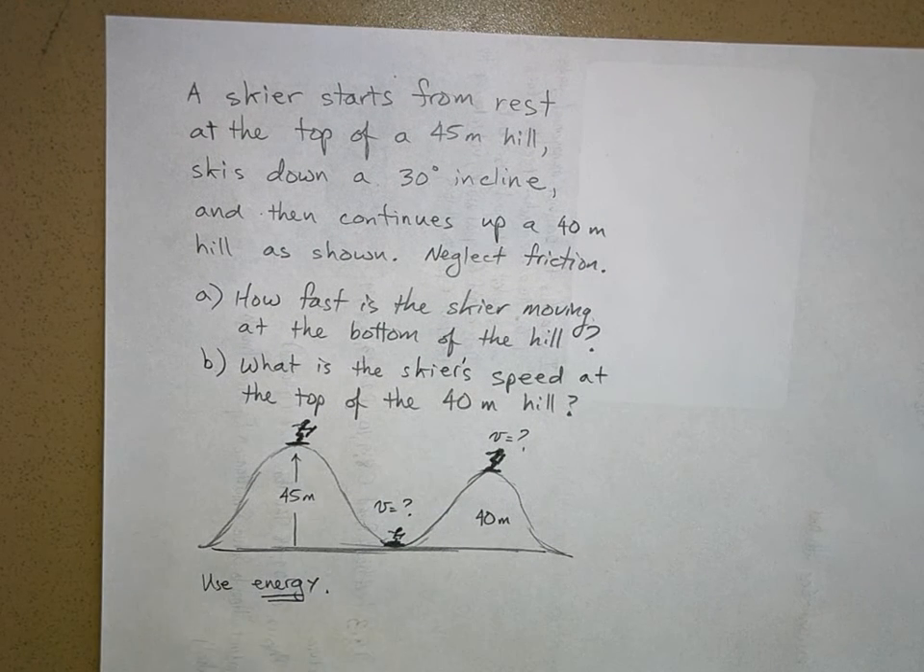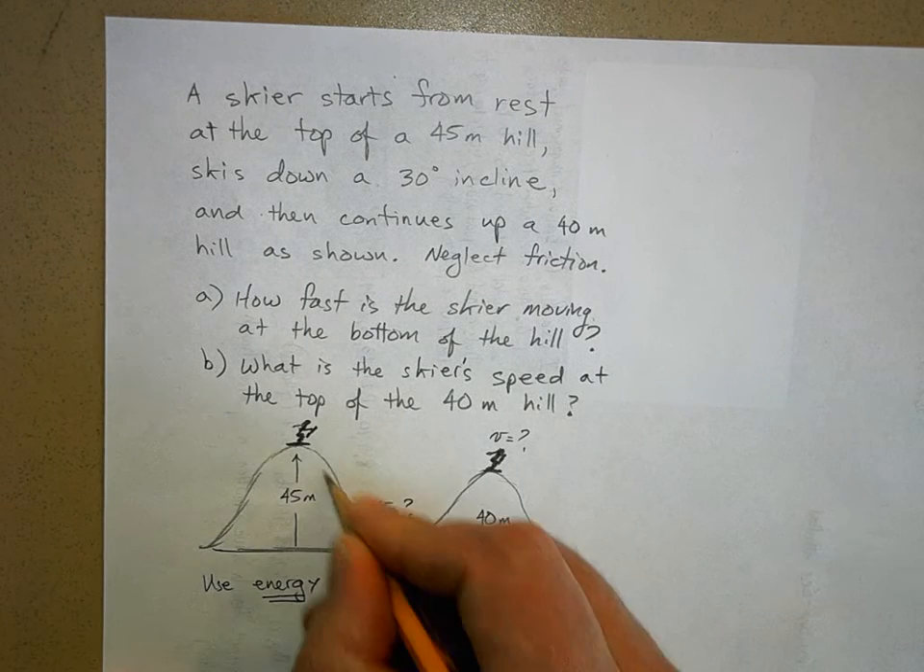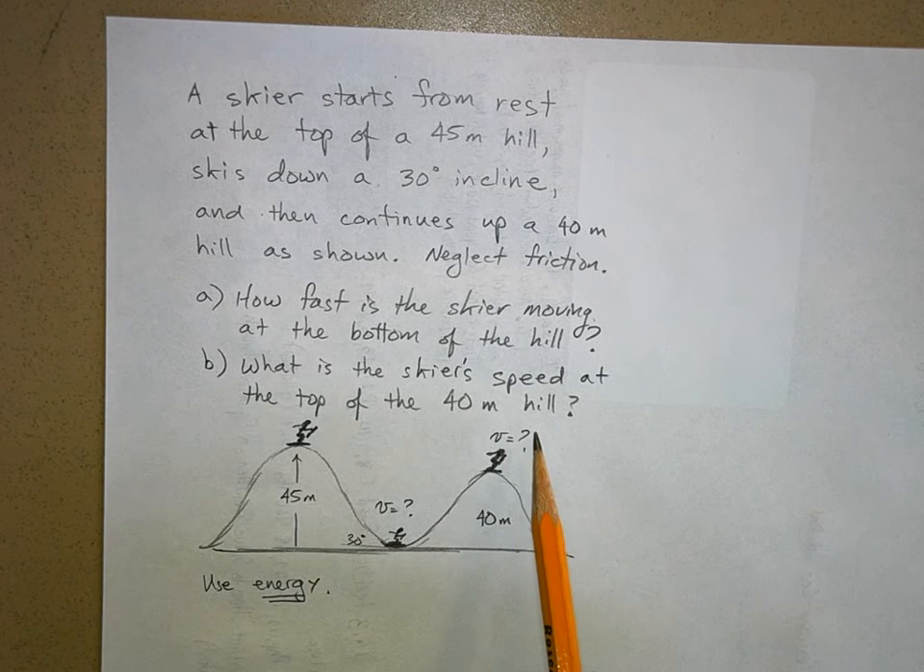All right, so here's the problem. A skier starts from rest at the top of a 45-meter hill, skis down a 30-degree incline. Oops, forgot to put that. It's 30 degrees, very important that you include that 30 degrees in there. And then continues up a 40-meter hill as shown. Neglect friction, no friction in this problem. How fast is the skier moving at the bottom of the hill? And what is the skier's speed at the top of the 40-meter hill?